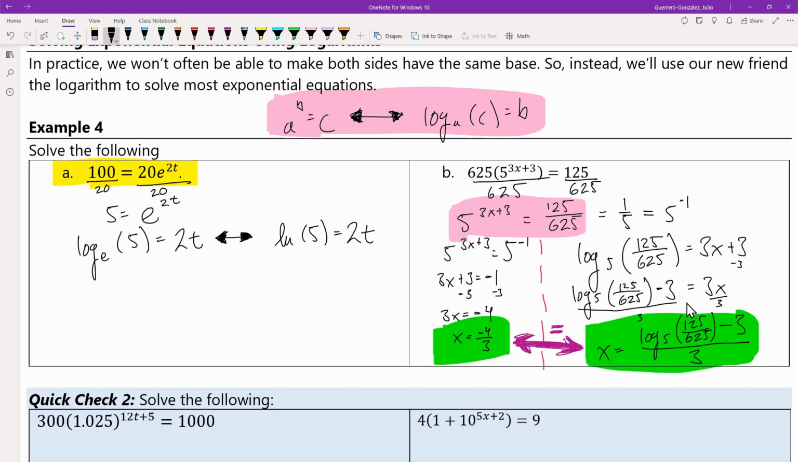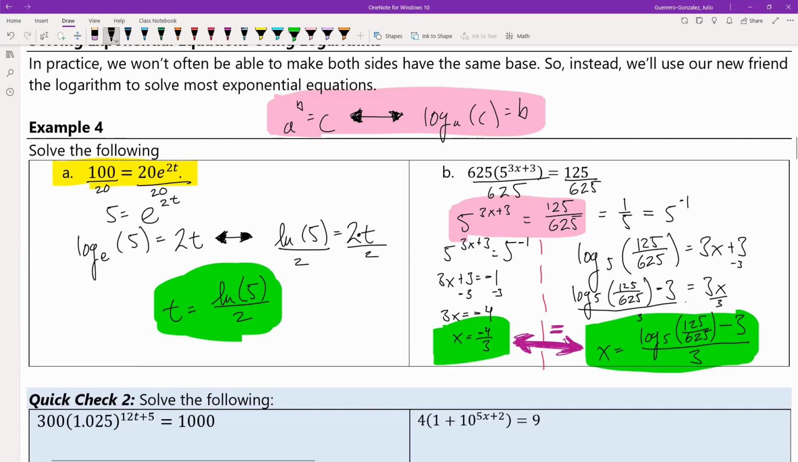And now we basically have it done. 2 times t, we want t by itself, so we divide away the 2. So then t is equal to ln of 5 divided by 2, whatever the heck that is. Bam, we are done. And actually, let me compute that out. Got a computer, got a calculator. 0.8047 and change.